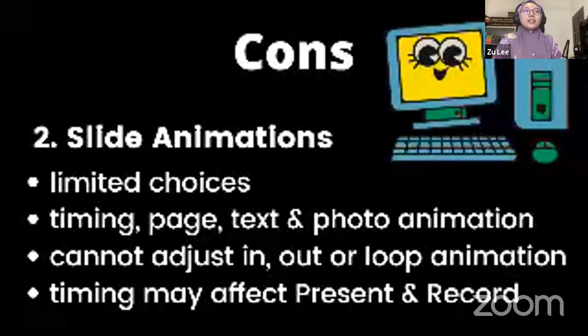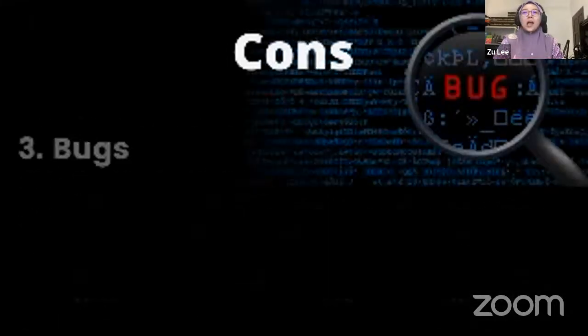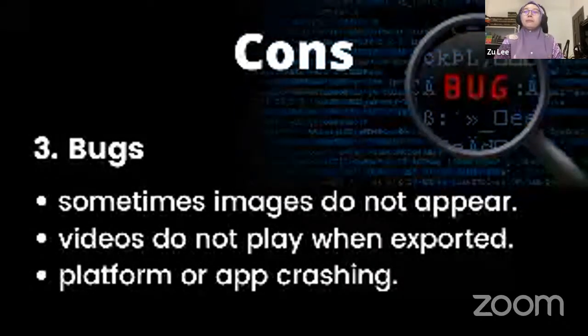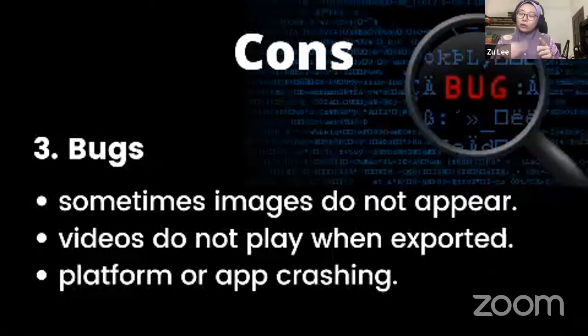And that's my third point. There are some bugs in Canva. Sometimes the images do not appear, maybe one or two images. So you have to present first, trial run it first. And then if that image doesn't appear, you have to replace it with another one.